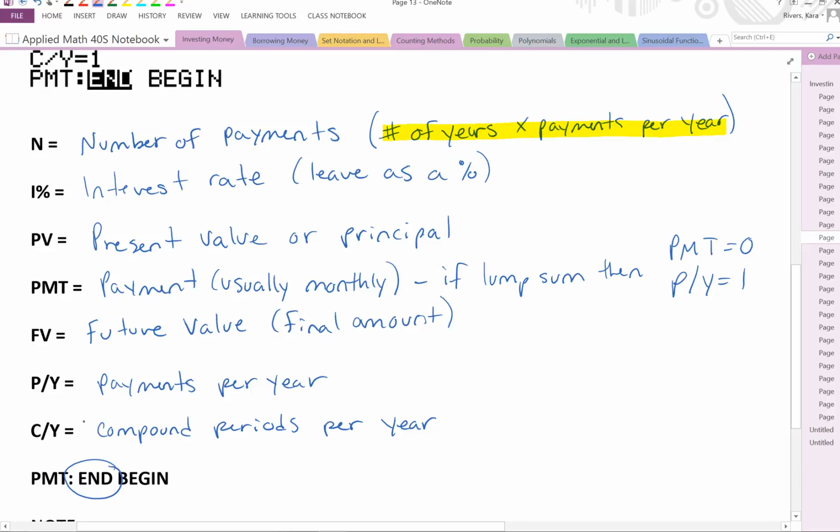And then CY is your compounding periods per year. So if it's compounded semi-monthly, compounded annually, compounded quarterly, that's what you're going to change there, how it's being compounded. Okay, and then make sure end is highlighted.